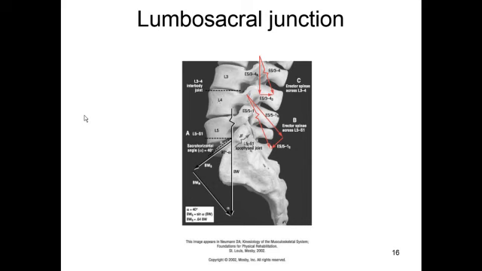I'm going to move down to the lumbosacral junction. The facet joints here flip back to the frontal plane between the top of S1, or the sacral promontory, and the inferior aspect of L5, and that's to keep L5 and the rest of the lumbar spine from sliding off of the top of the sacrum. Of course, the sacrum's fused.